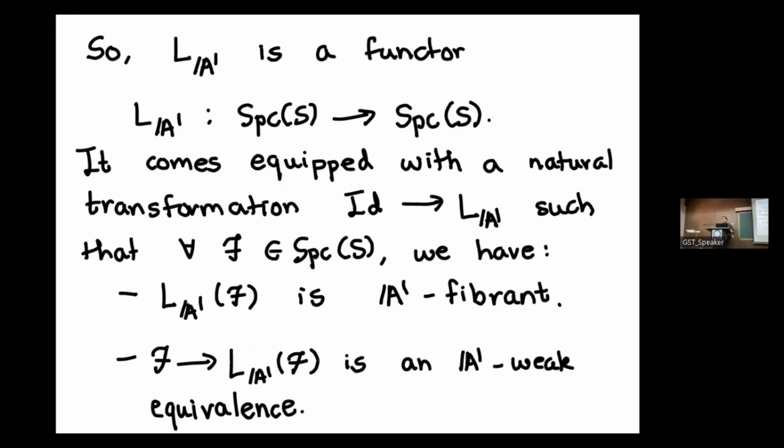As I said, you inverted some things. Some things were already weak equivalences, and now you inverted some other things. It is not just these things that were inverted, because the morphisms of the form X cross A1 to X were inverted, maybe some other things also became invertible. All those things that have now become weak equivalences are called A1 weak equivalences. So this is an A1 weak equivalence. This is one of the properties of this construction. And of course, LA1F is an A1 fibrant object.